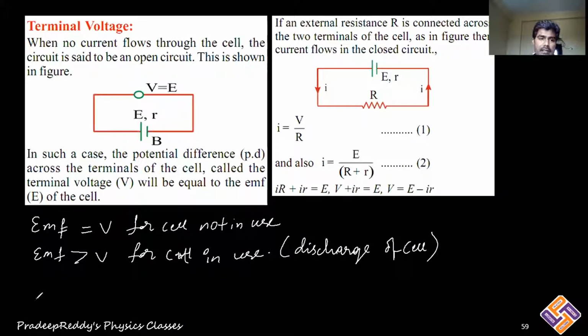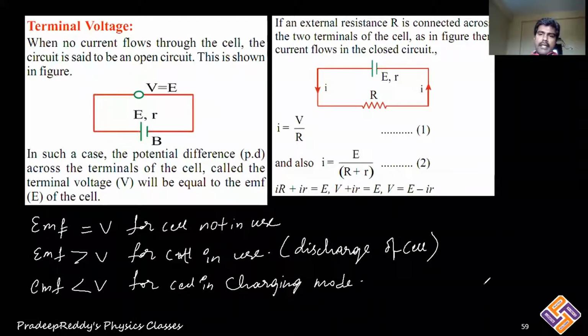But when you are charging, EMF is less than V for a cell in charging mode. So when you are charging a cell by an external potential difference, in such cases, the EMF of the cell will be less than that of the external voltage between the two terminals of that given circuit. So these are the three things you need to remember.